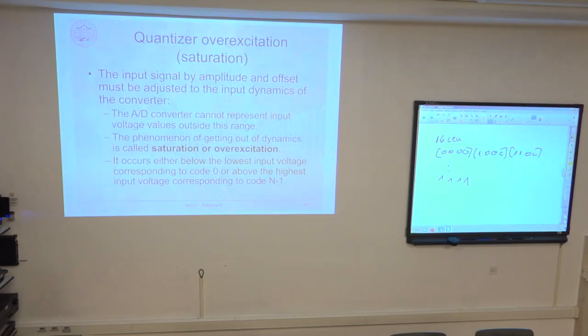If your signal exceeds this limit, so if it goes above the highest possible positive voltage or below the lowest negative voltage, then you have this saturation or over-excitation. This value cannot be represented. It is represented with the highest possible positive code or with the lowest possible negative code. But you don't know the actual value, because the actual value is saturated with a given dynamic range of the converter. So you have to take care that the dynamic range is adjusted properly, that you do not exceed this range that is given by the AD converter.